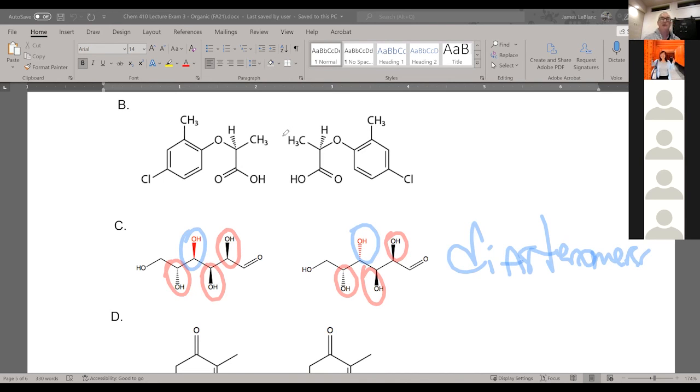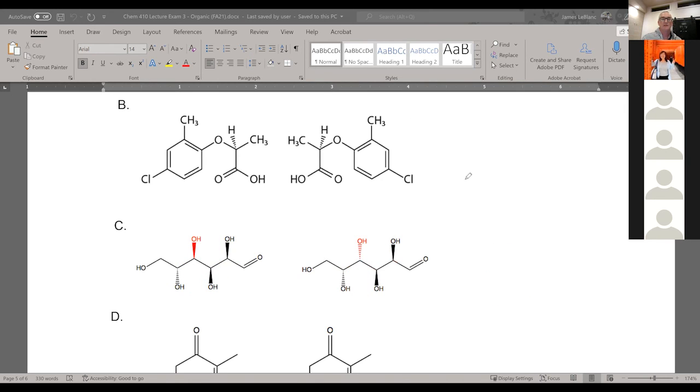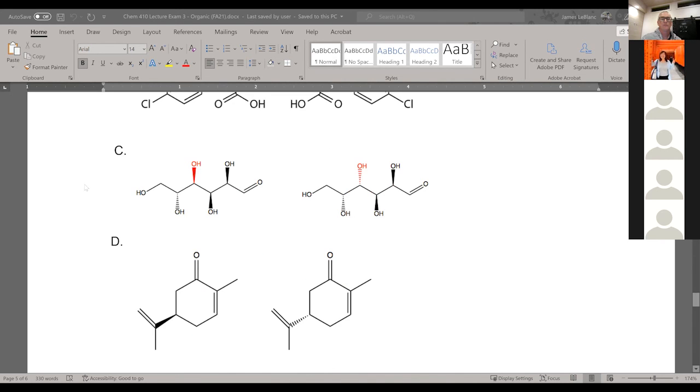And that's what you see with glucose and galactose. They're different molecules because all of their hydroxyl groups are the same except one. One of them's different, and so that screws up everything. That means they can't be identical and they can't be mirror images of each other. And that makes them diastereomers. And then the last one is sort of similar to the first.